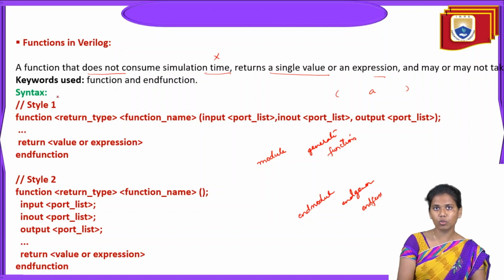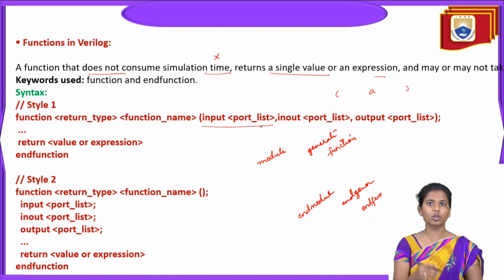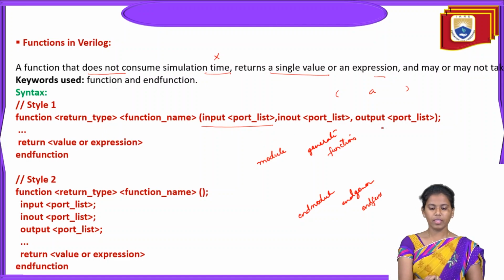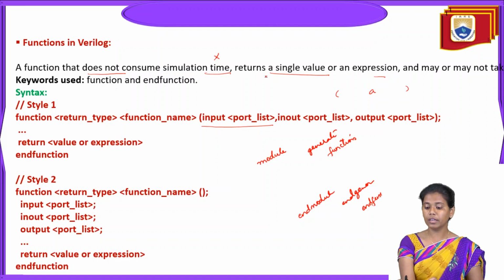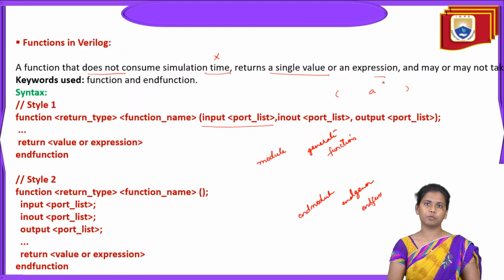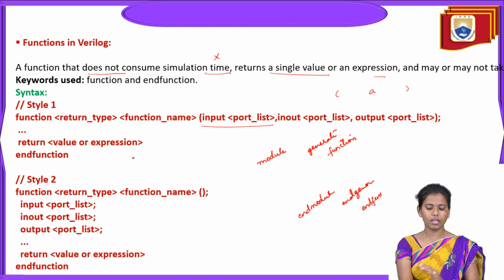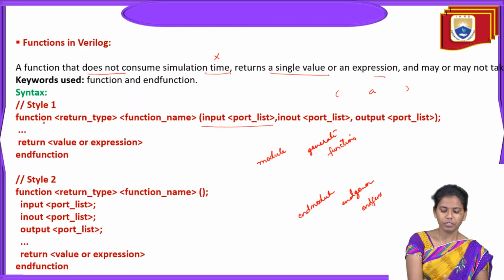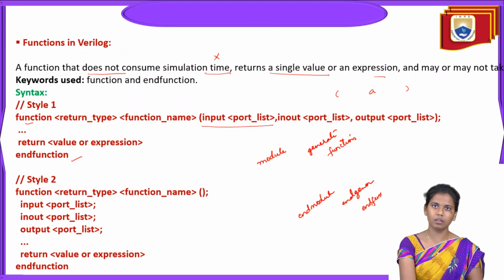Now the syntax goes like this: style 1, function, return type, function name. And this is a port list. In the port list, we are mentioning input, output, and in-out port lists as well, right? Then the return value expression. As I said, in functions, it returns a single value or an expression. So here we are declaring the return value of the expression. And then finally, end function. We started with function and we are supposed to end with end function. This is one style of writing the syntax of functions.